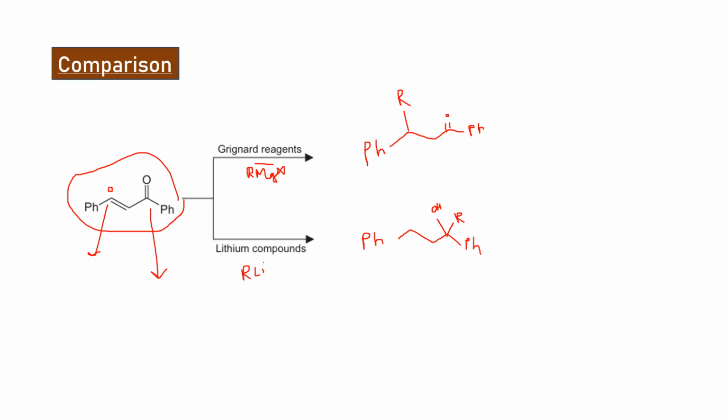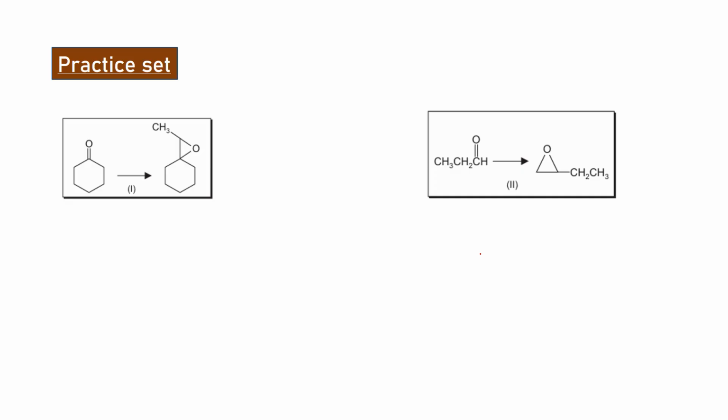Okay, let's go to the next question. How will you prepare these two compounds, 1 and 2? This ketone has been given. How will you prepare this epoxide, and how from this aldehyde will you prepare this epoxide? This can be prepared in various steps. I am showing one of them.